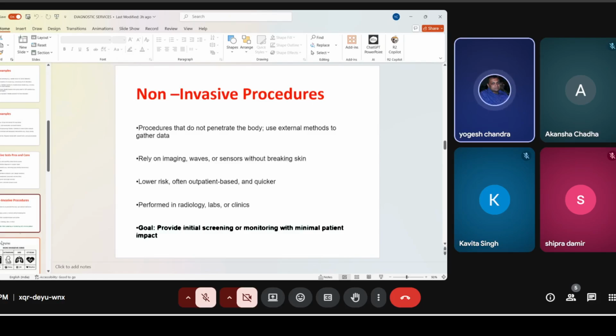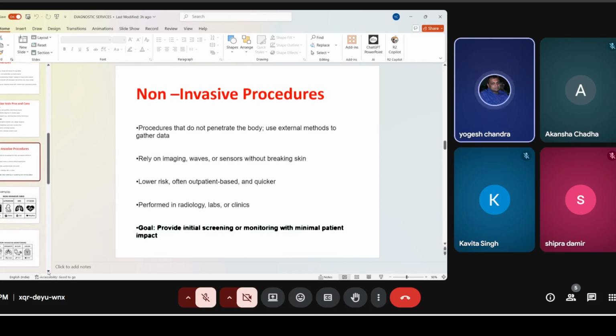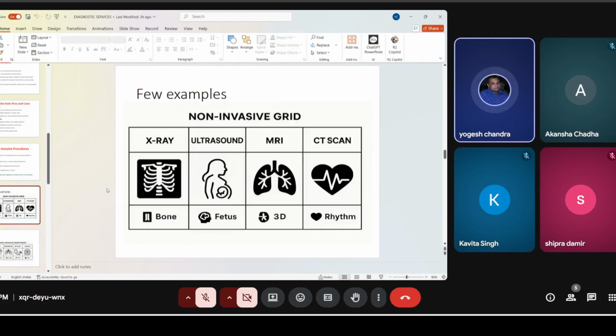बहुत ज्यादा डायरेक्टली पेशेंट के ऊपर कोई बहुत इम्पैक्ट नहीं पड़ता. There is not any kind of recovery period. You don't need to hold the patient in the hospital for more time. And these are a few examples.